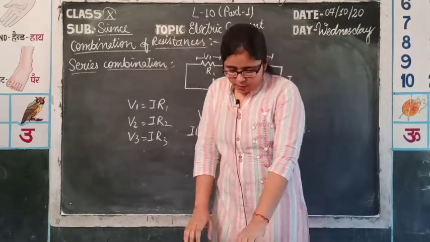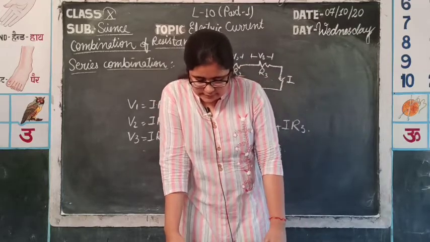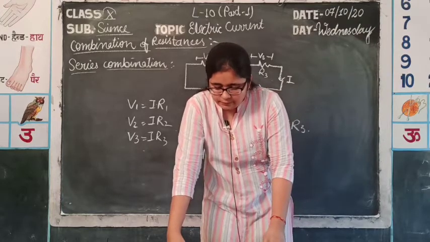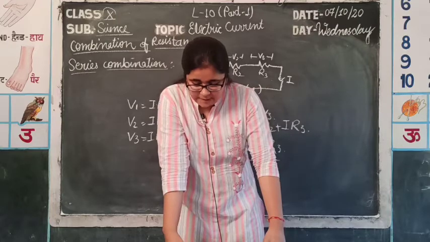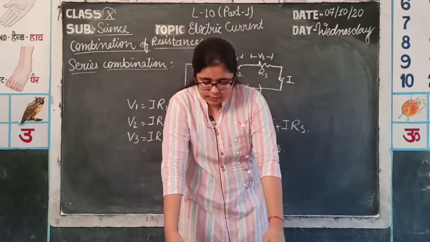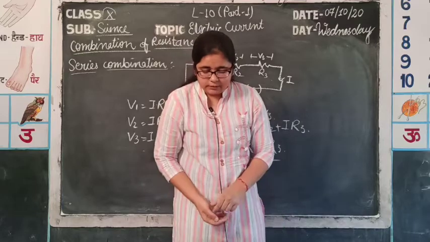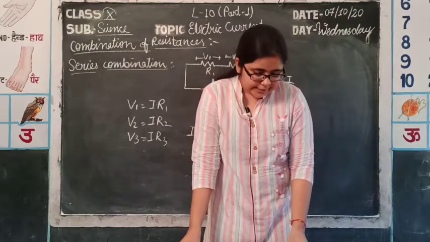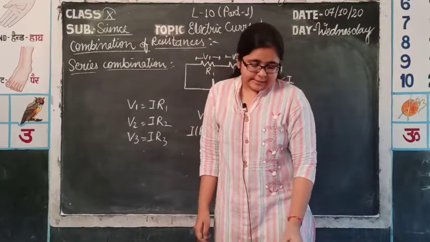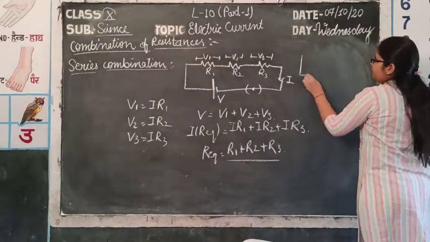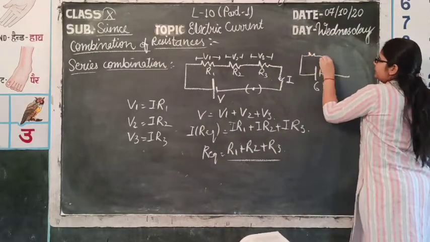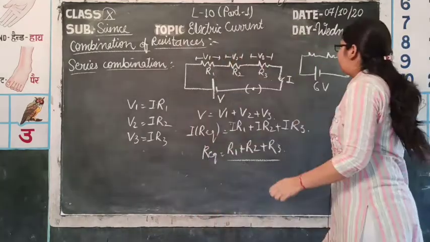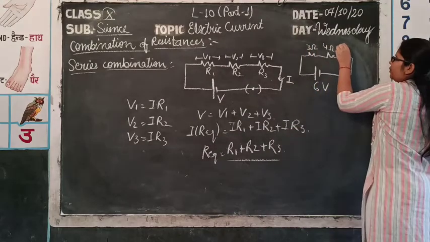Related to this combination of resistances, Example 4 is given in your book. The question is: resistances of 3 ohm, 4 ohm and 5 ohm are connected in series in a circuit in which a battery of 6 volt is also connected. You have to calculate the value of current in each resistance and the potential difference across each resistance. So, there is a battery of 6 volt and the resistances are 3 ohm, 4 ohm and 5 ohm.